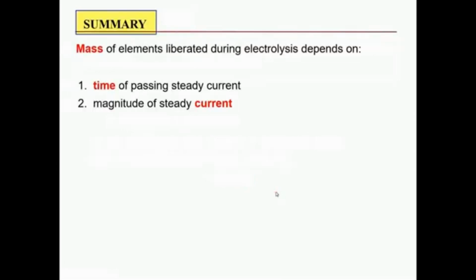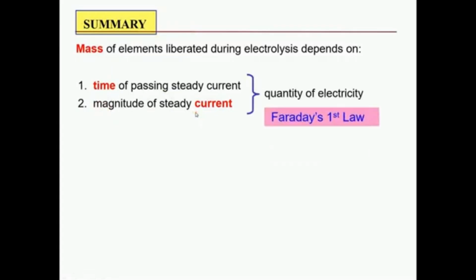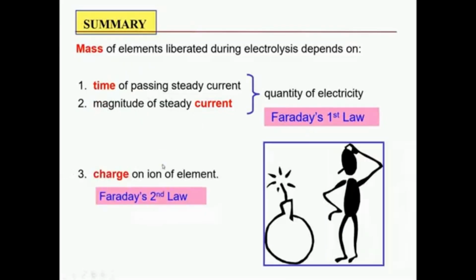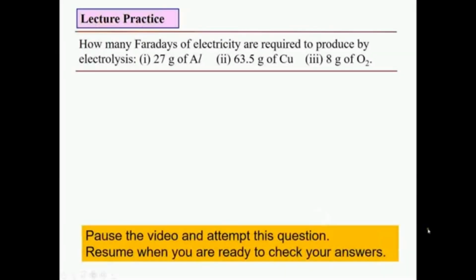So in summary, the mass of elements liberated during electrolysis depends on 1. The time of passing a steady current, and 2. The magnitude of the steady current. In other words, it is the quantity of electricity, which is Faraday's first law. Now, the mass of element liberated also depends on the charge on the ion of the element, which is Faraday's second law. Pause the video and attempt this question. Resume when you're ready to check your answers.